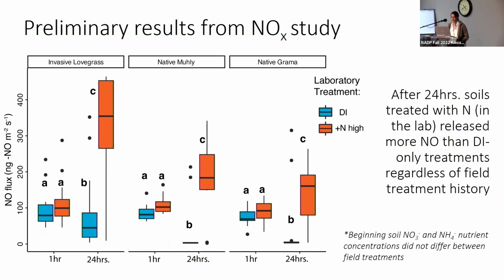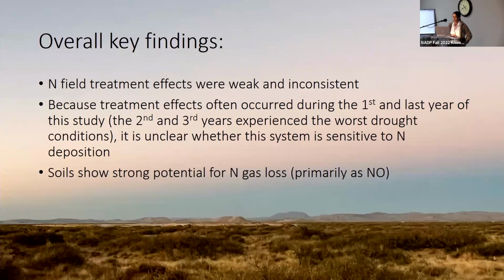So preliminary results for this study: after 24 hours, soils that were treated with nitrogen in the lab released more nitric oxide than the water-only treatments, regardless of field treatment history. And just as a note, beginning soil nitrate and ammonium nutrient concentrations did not differ between the soils that we collected. Some overall key findings: the nitrogen field treatment effects were weak and inconsistent.